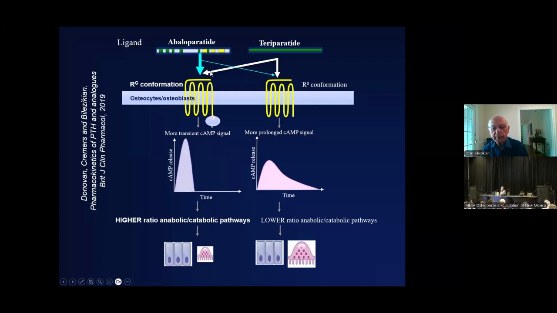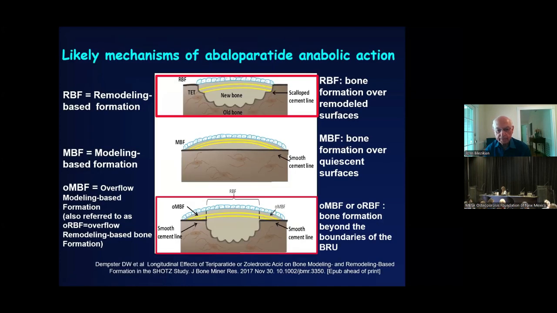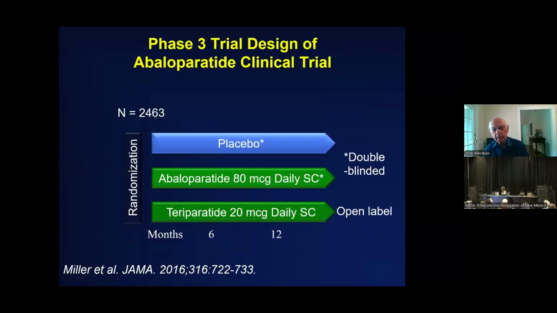So there does seem to be some evidence that the signal generated by abaloparatide may be more conducive to an anabolic effect. So the likely mechanisms of anabolic action may also include modeling-based bone formation. There is some evidence with abaloparatide, but basically we're talking about remodeling-based bone formation with both of these peptides.